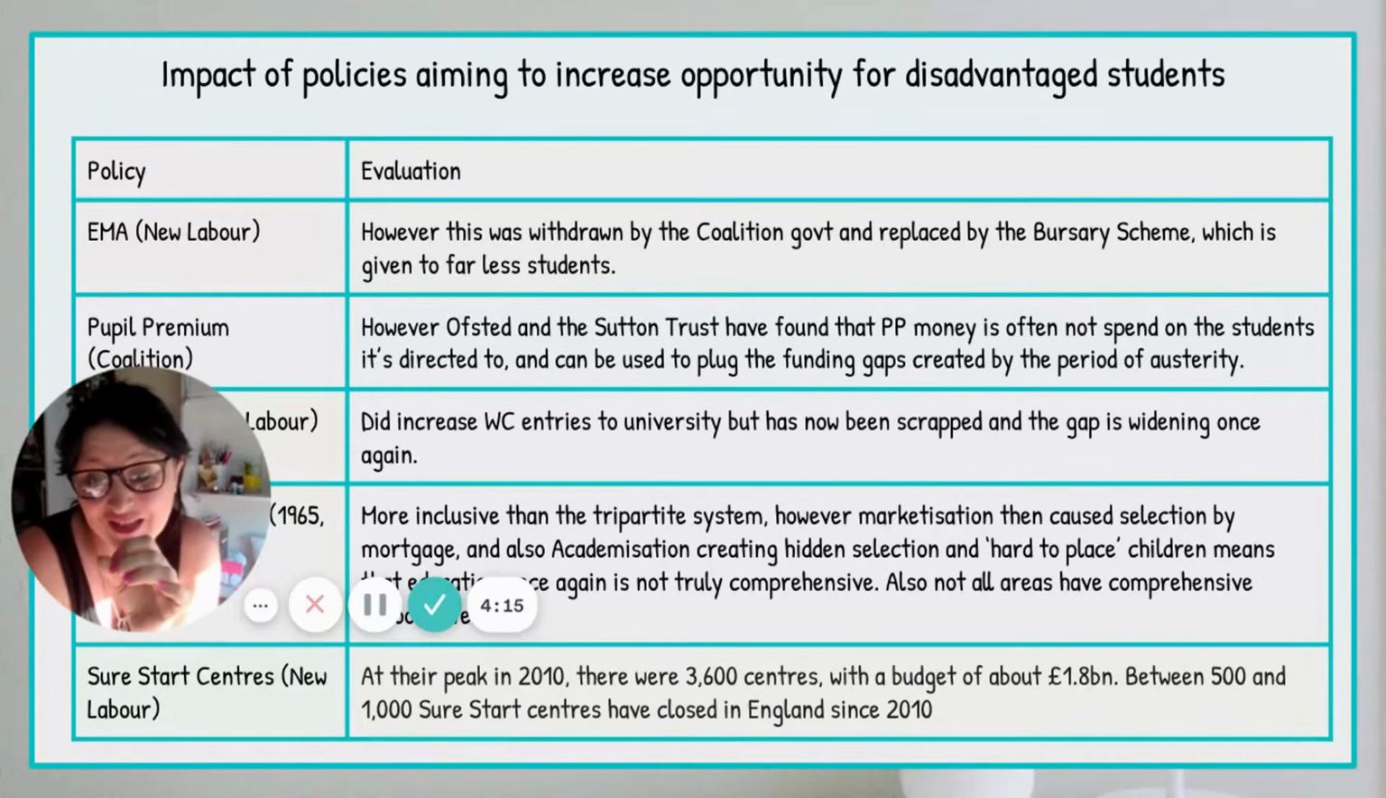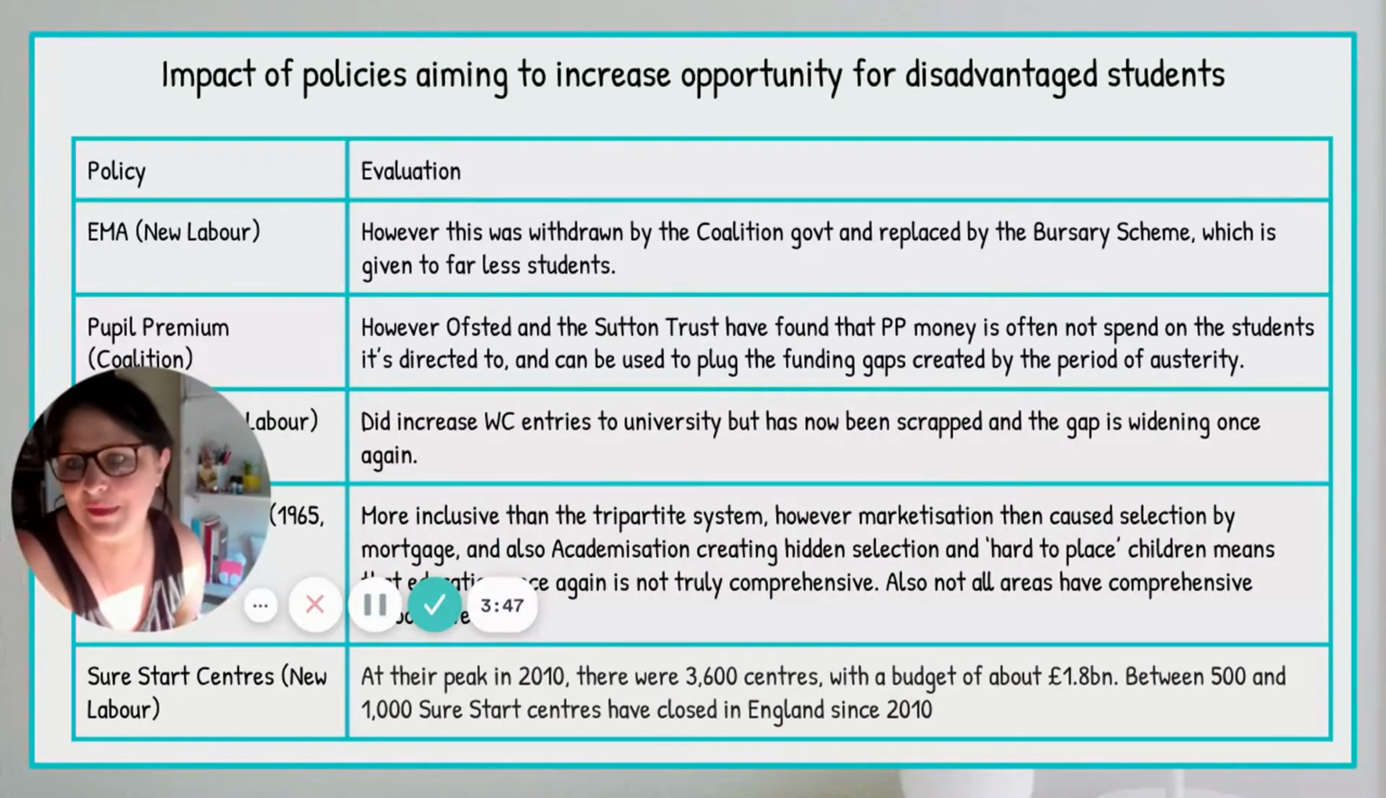And at their peak in 2010, there were 3,600 children's centres across the UK. And it had this huge budget, as you can see there. But actually between 500 and 1,000 of those have closed, and many of them have had to merge or had funding cut and not be able to run the same services over those years, those coalition years. So we can argue that the Sure Start centres had a huge impact, but actually have not been able to maintain the wider impact that they had, especially for the areas that have lost their local centres.